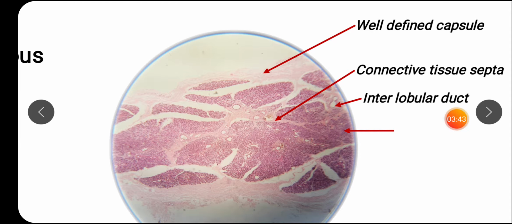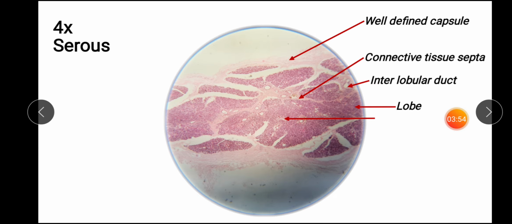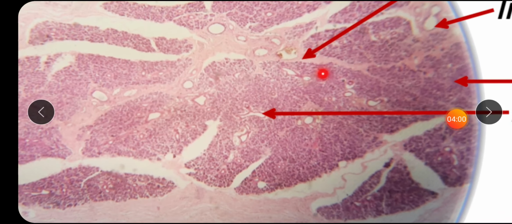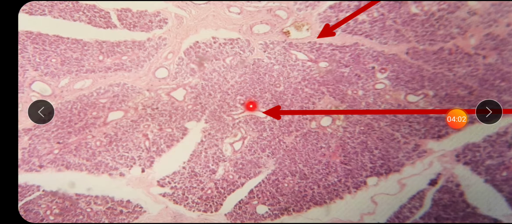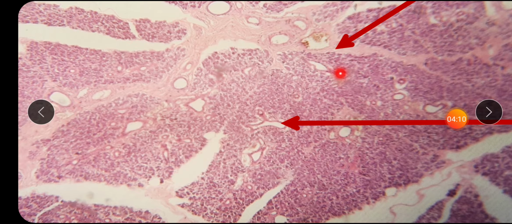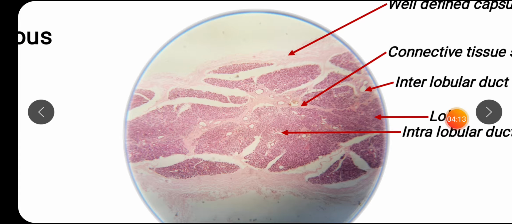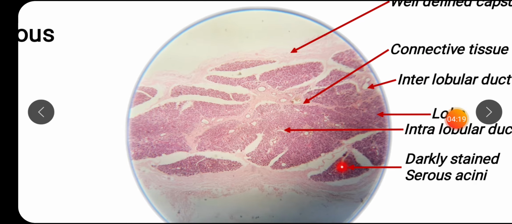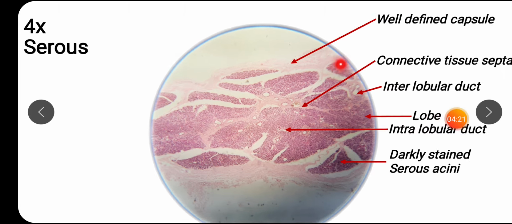Next, you can see here, that is termed as the lobe. This much region is termed as the lobe of the gland. Again within the lobe you will find the duct luminal structure, see here. That is present within the lobe as well as surrounded by the acini. This is termed as the intralobular duct. Next structure is the darkly stained serous acini, as we have already seen.